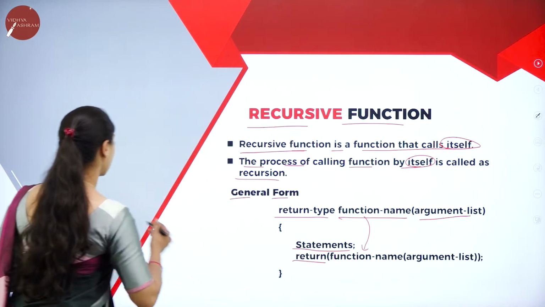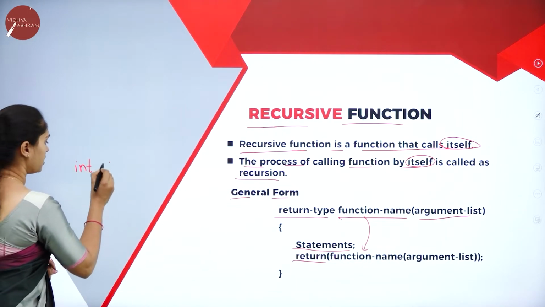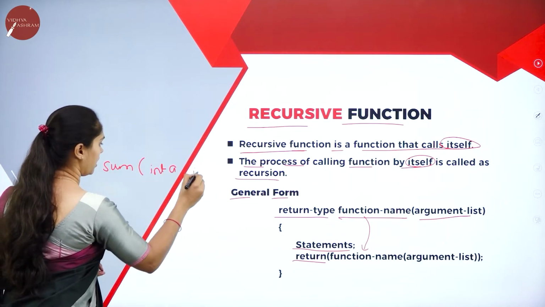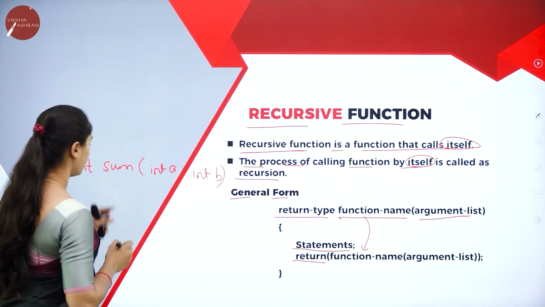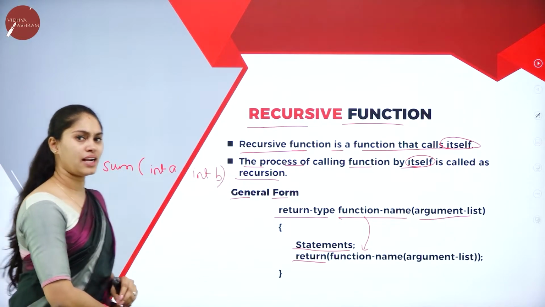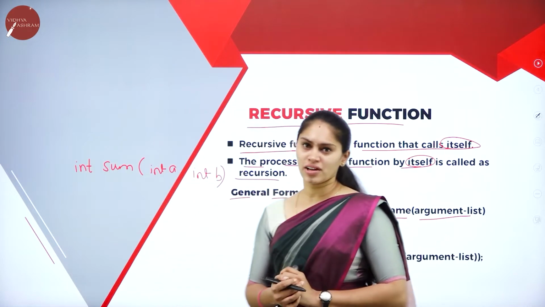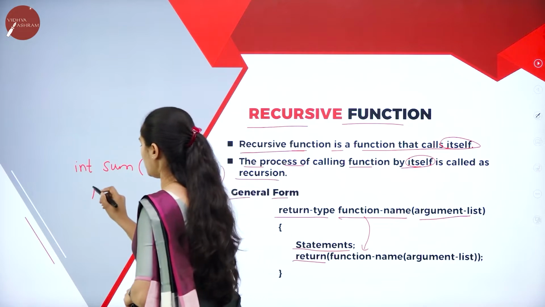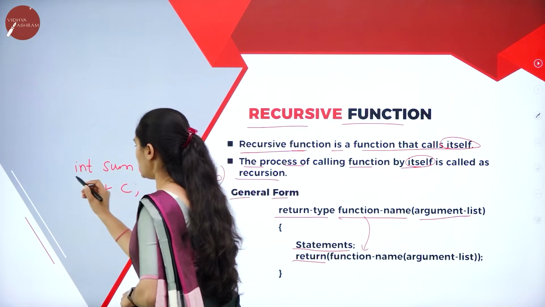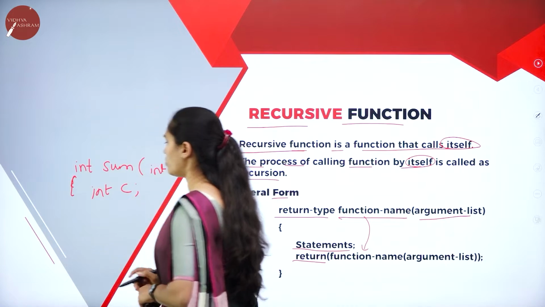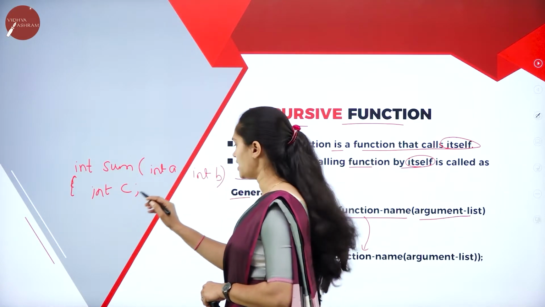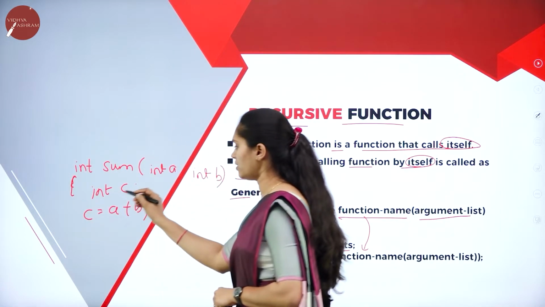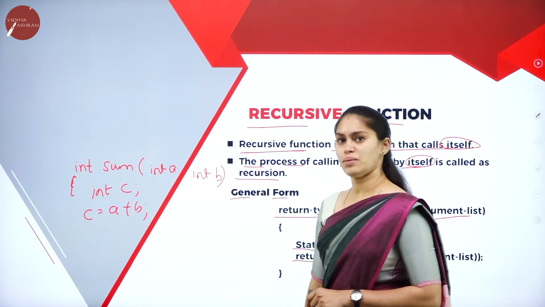So let me take an example. Let me consider int sum of int a comma int b. Here int is the return type and the name of the function is sum. And how many arguments do I have? I have 2 arguments, that is a and b. And I want one more variable called int c. So before that I need to open the scope of the function. Then int c. Then how am I going to find c? c is equal to a plus b. This is the local variable declaration and this is the executable statement.